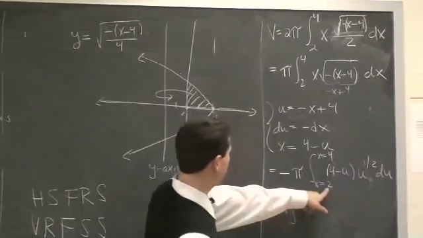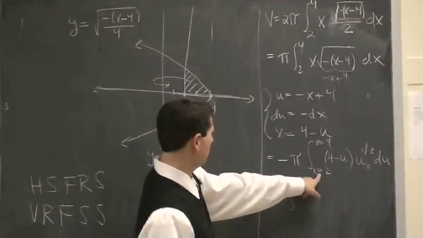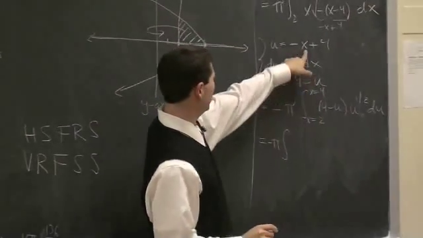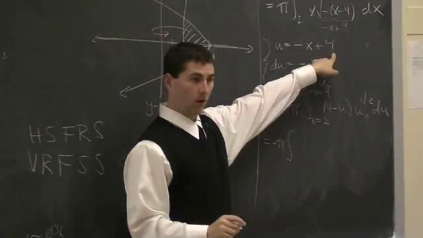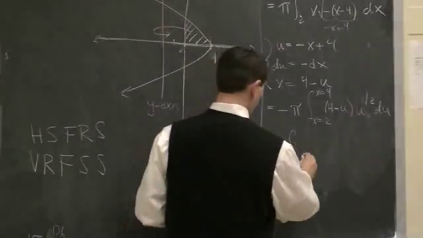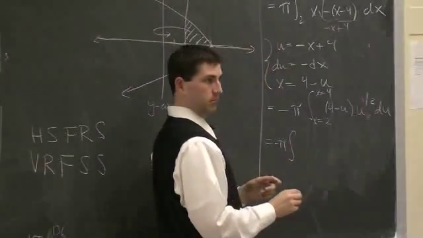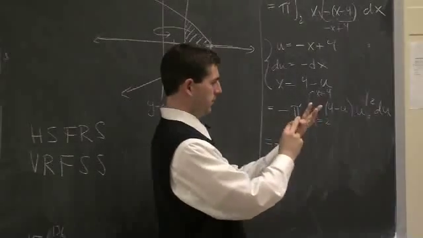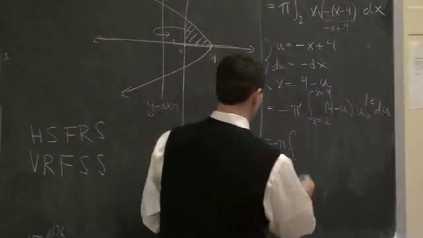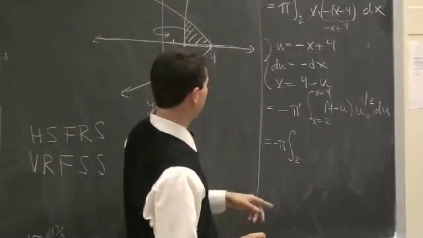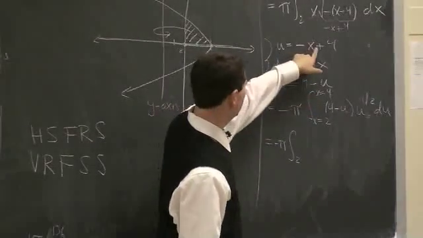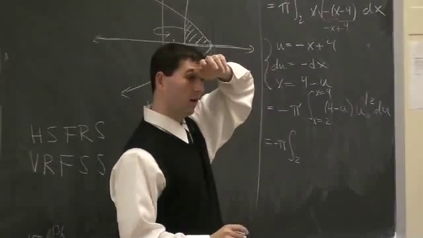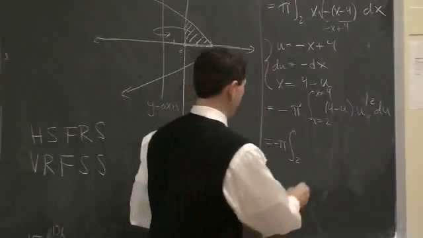Okay. Let me see. Let's fix these limits here. So when x is 2, you get minus 2 plus 4, which is 4 minus 2. 4, 3, 2. 2. Good. And when x is 4, you get minus 4 plus 4 is 0. Right?